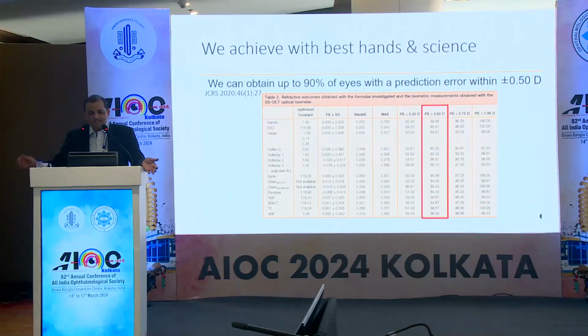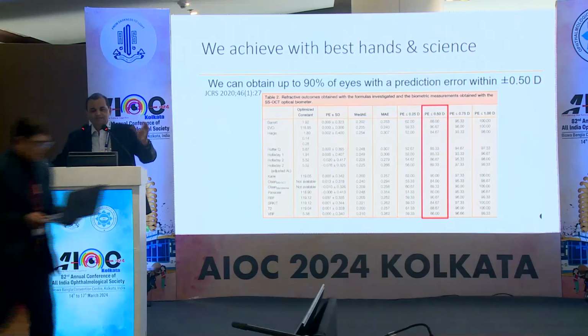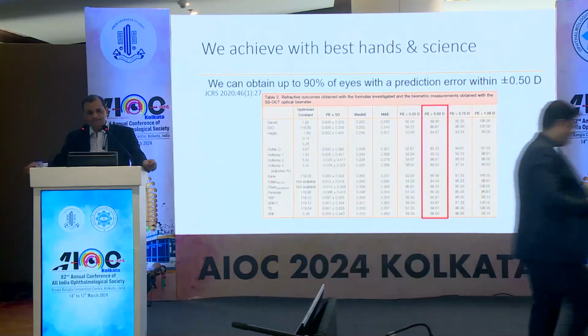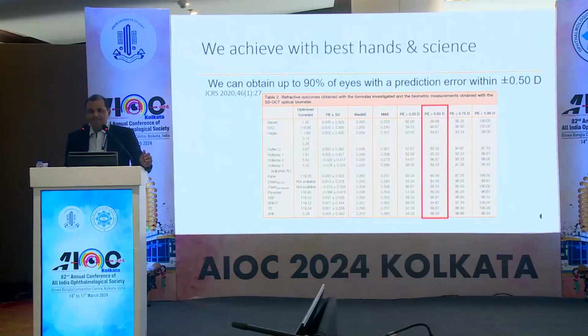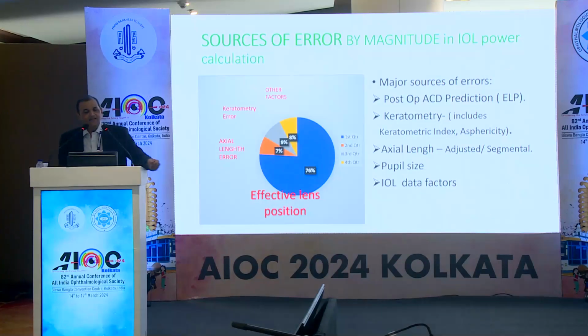So all these formulas on the left side of the table are giving nearly 85, 88, 90, 91, up to reaching the 90% level. So why are we lacking? Why are we not giving 100% even though so many formulas are coming up? The problem is that the source of error in the magnitude of IOL power calculation is effective lens position. So in the present scenario, 76% of the problem is still with the effective lens position calculation. And the remaining are axial length error or keratometry error or other factors.